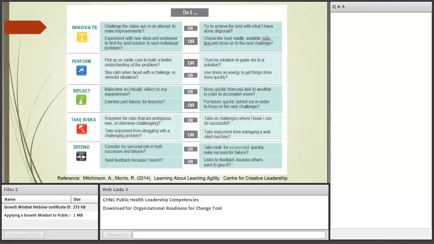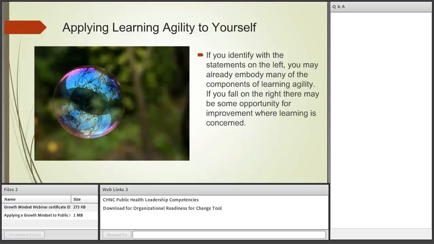So I'm going to go to the next slide and explain a little bit about this quick exercise we did. If you identify with the statements on the left, you may already have many of the components of learning agility. And if you fall on the right, there may be some opportunity for improvement where learning is concerned. Again, I would not take this as a complete science, and I would not take it to mean that if you checked off quite a few things in column 3, you're not an agile learner. I think what it means is it gives you a self-assessment.